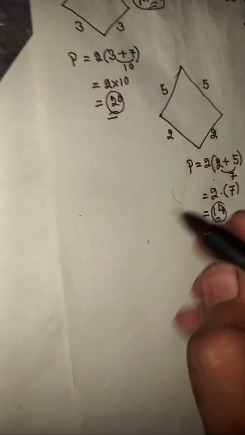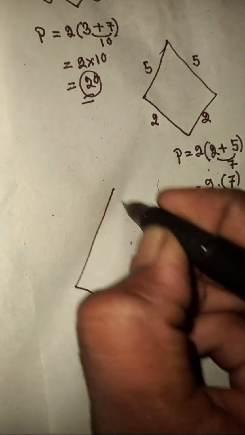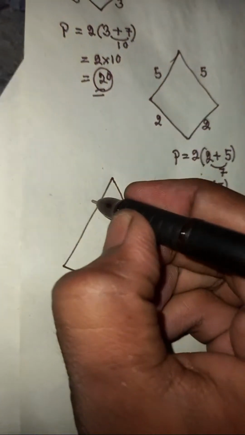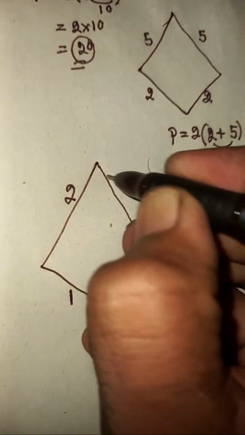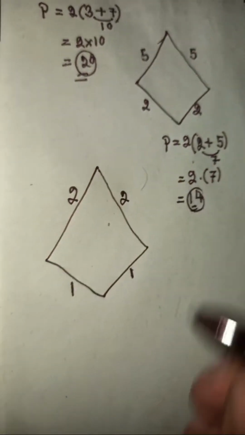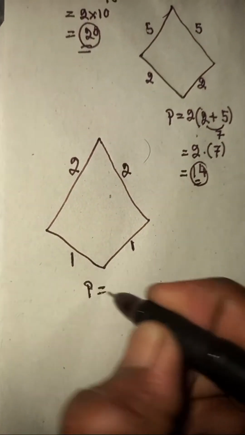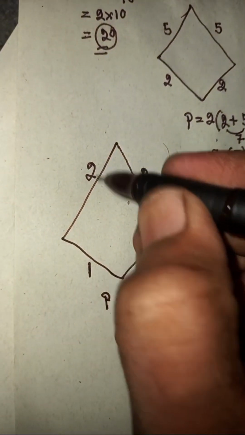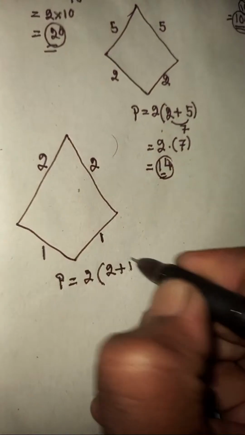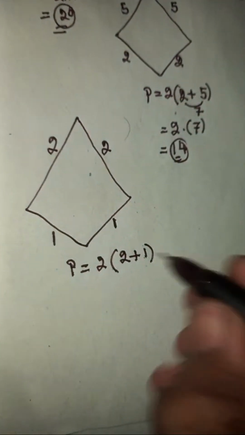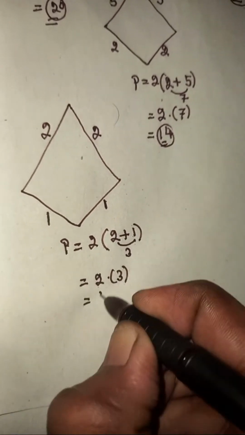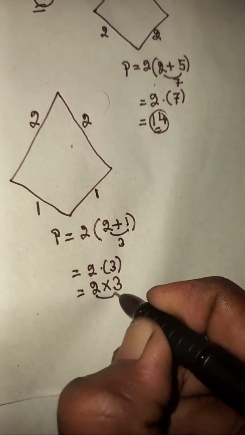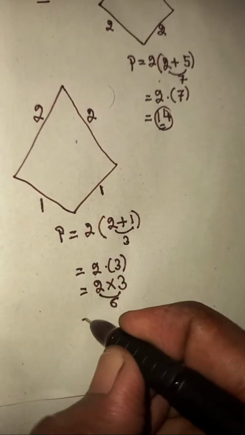Let's take even one more kite. Here they have given this side length equal to 2 units and this side length as 1 unit. So this side is the same as this 1 unit, and this side is the same as this, which remains as 2 units. So you can find the perimeter as 2 times the sum of different sides, that is 2 plus 1. You cannot take this 2 and this 2. 2 plus 1 is 3, so that is 2 times 3. The bracket means 2 multiplied by 3. 2 multiplied by 3 is 6 units. That's the perimeter of the kite.